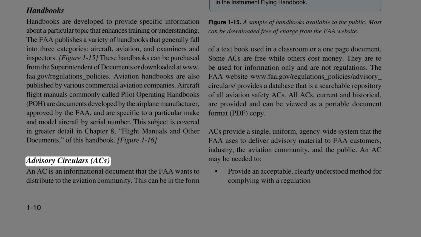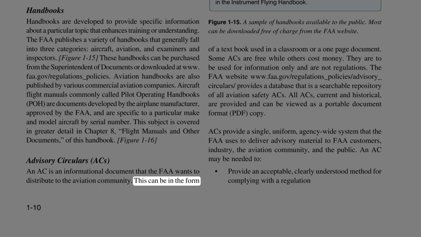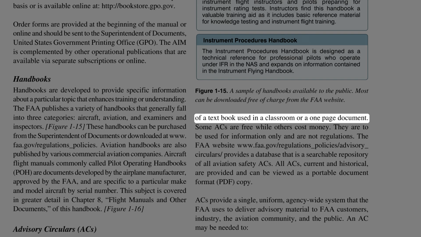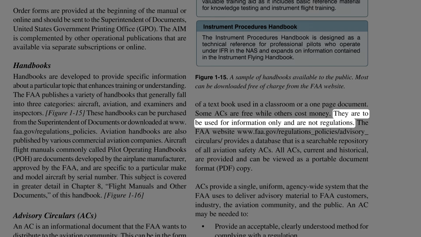Advisory Circulars (ACs). An AC is an informational document that the FAA wants to distribute to the aviation community. This can be in the form of a textbook used in a classroom or a one-page document. Some ACs are free while others cost money. They are to be used for information only and are not regulations.